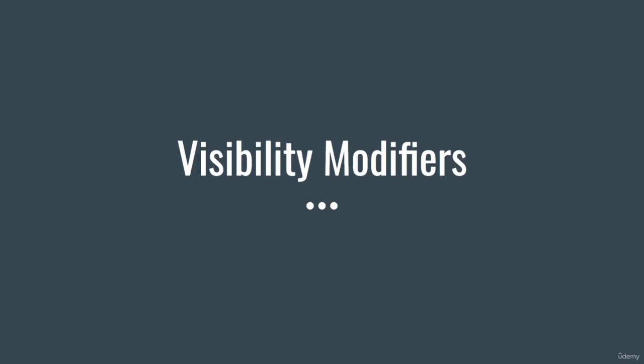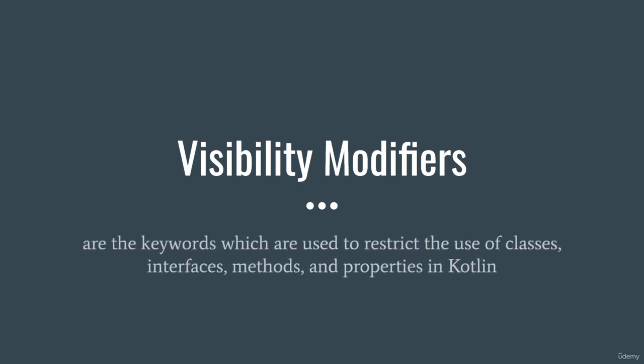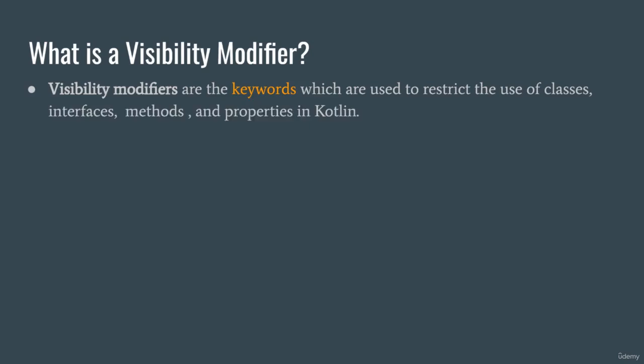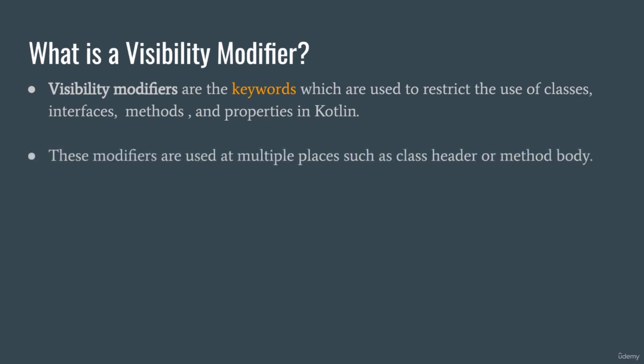Now let's look at something that is called visibility modifier or access modifier. In Kotlin they are called visibility modifiers, and they are the keywords which are used to restrict the use of classes, interfaces, methods, and properties in Kotlin. So what is a visibility modifier? Well, visibility modifiers are the keywords which are used to restrict the use of classes, interfaces, methods, and properties in Kotlin. And these modifiers are used at multiple places, such as the class header or the method body.